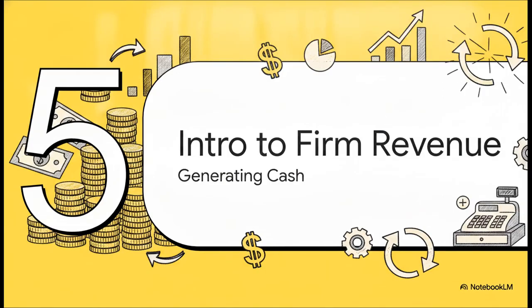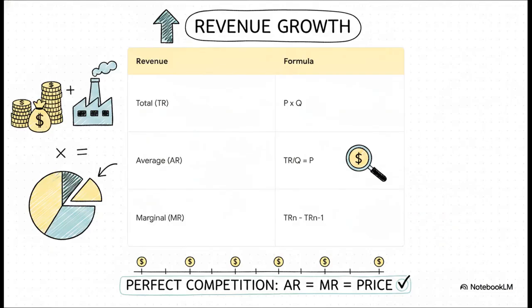Finally, Section 5, Introduction to Firm Revenue. Okay, let's cleanly decode the alphabet soup of revenue formulas. Total revenue, or TR, is simply price multiplied by quantity. But check out average revenue, or AR. If you take total revenue and divide it by quantity, you just get the price back. Mathematically, average revenue is always exactly equal to price. And marginal revenue, MR, is the extra cash from selling one additional unit.